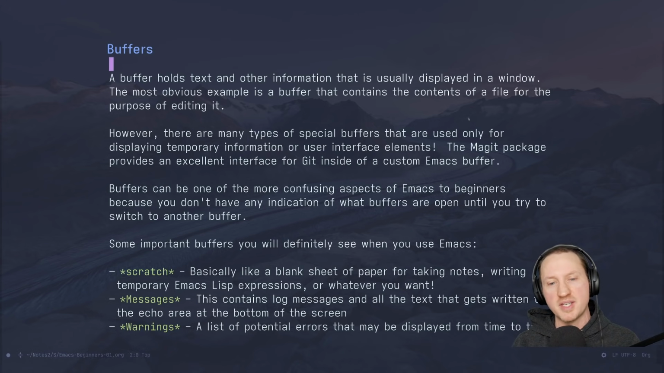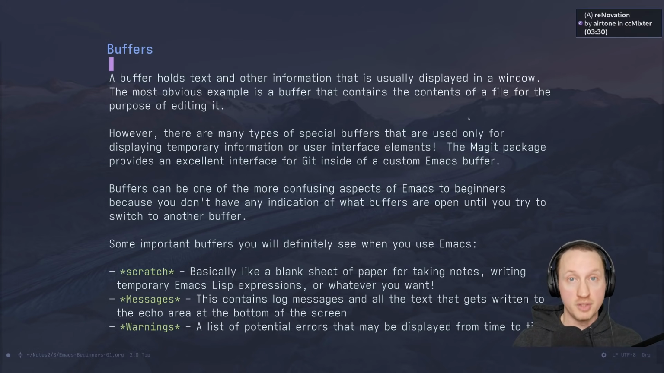The most obvious example of a buffer is one that contains the contents of a file that you've opened so that you can edit it and then save it back to that file. But there are many other types of special buffers in Emacs that are used only for displaying temporary information or for even creating a full user interface.